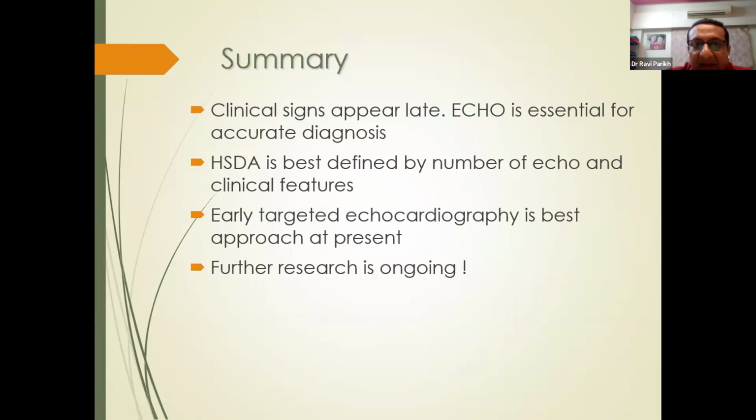So in summary, clinical signs appear very late. We know that echo is essential for accurate diagnosis. There are a number of echo findings, which I already told, and a hemodynamically significant duct is best defined by a number of echo and clinical features. Early targeted echocardiography is the best approach, and further research is ongoing. So I end this lecture at present, and I'm happy to answer any questions which you have.